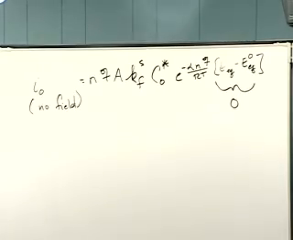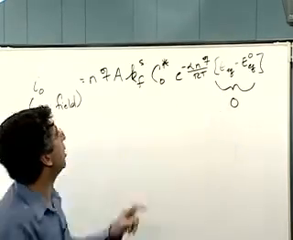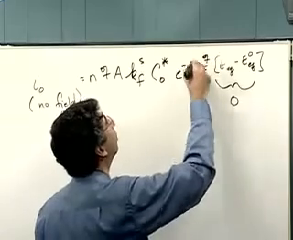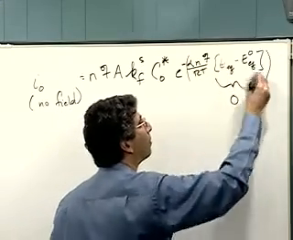The E equilibrium minus E equilibrium naught is in the exponent? Yes, this is all in the exponential. Let's see, I should show that a little more carefully. Thank you.